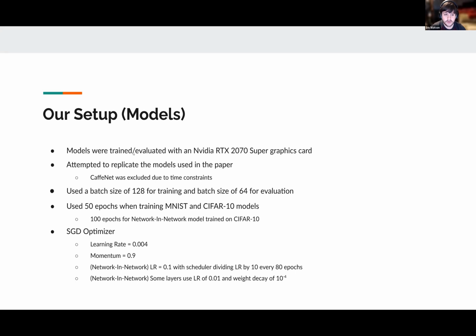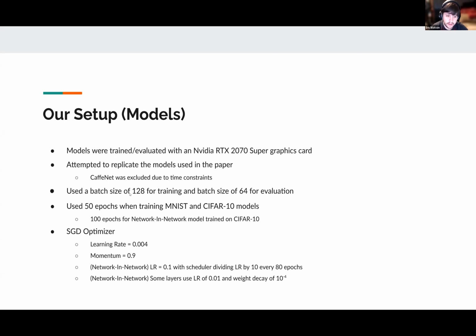So we tried to replicate the models used in the paper. They didn't really specify the layers, like for the LeNet model. Also, with the CaffeNet, we didn't have time to implement that because it also required some additional dependencies to install, and I just didn't have time to do that.